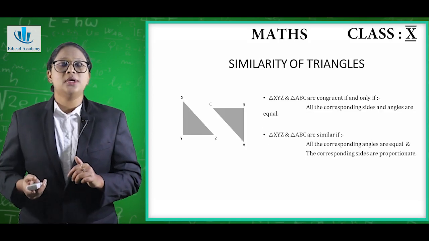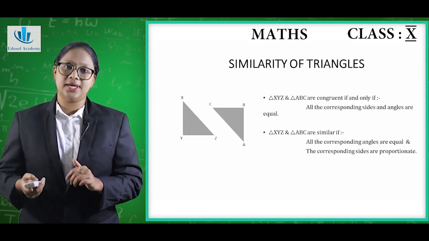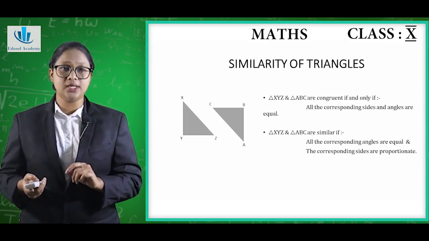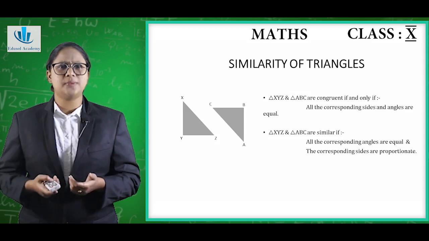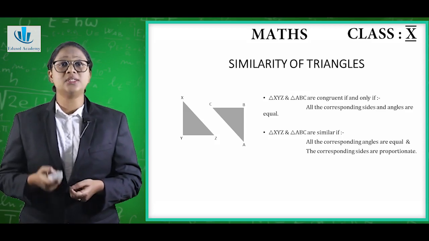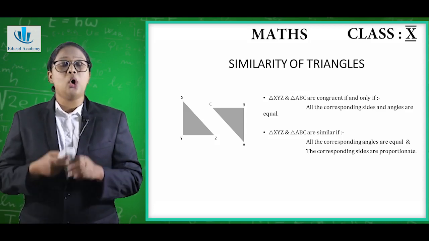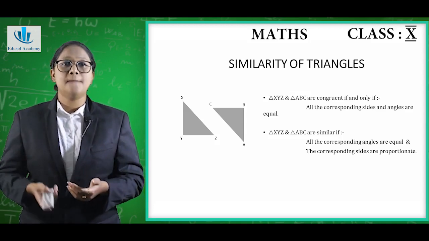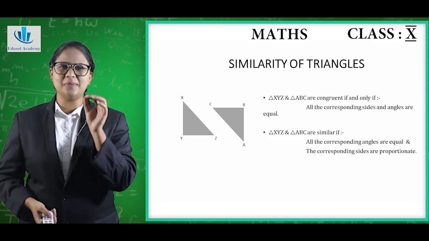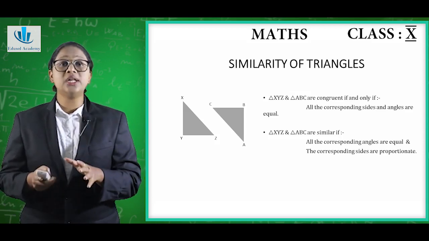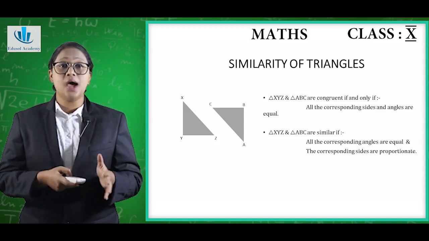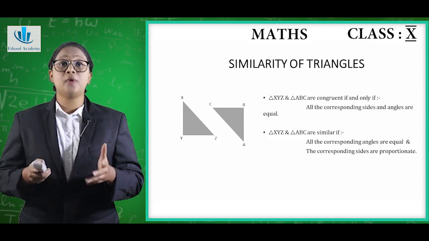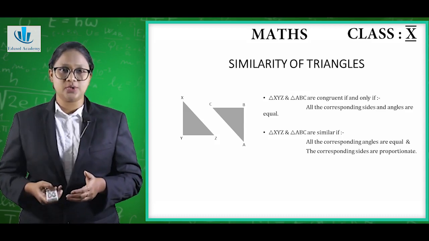Now let's move on to the topic similarity of triangles. You might be familiar with the concept of congruence of triangles. Let's recollect the concept of congruence. We can say two triangles are congruent if all their corresponding angles are the same, and so are their sides. But when we come to similarity, it's a little bit different. The equality is applicable to the angles, but when we talk about the sides, they needn't be equal, they need to be proportionate. I'll show you a demonstration.